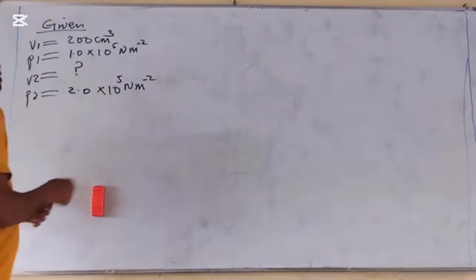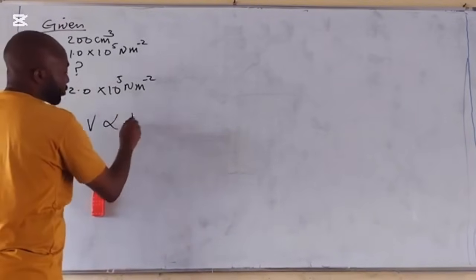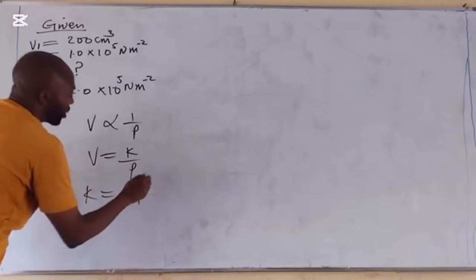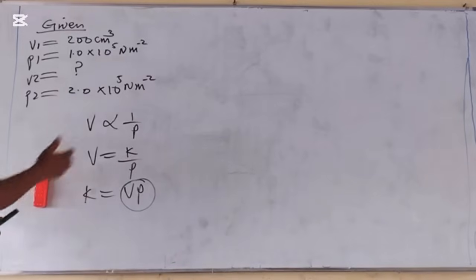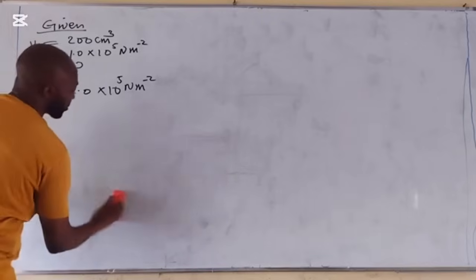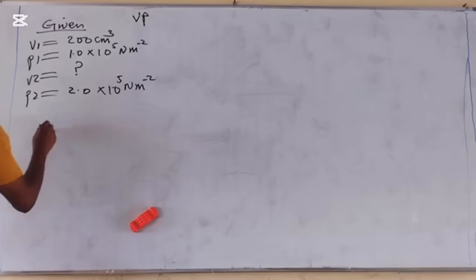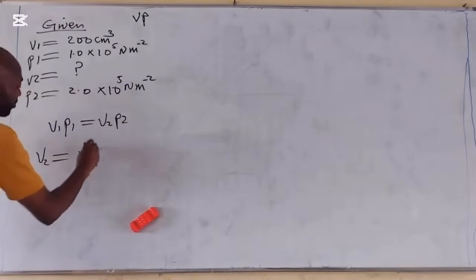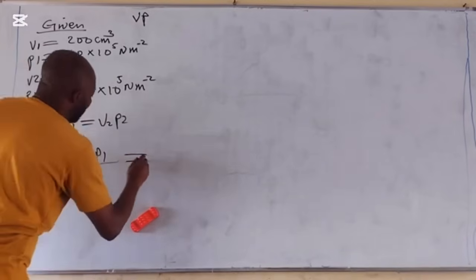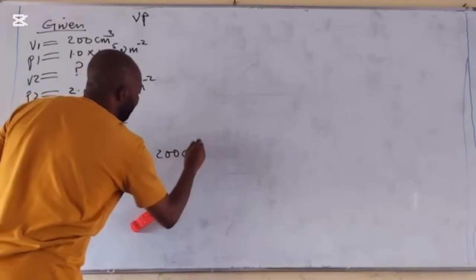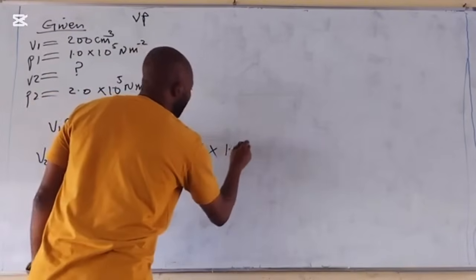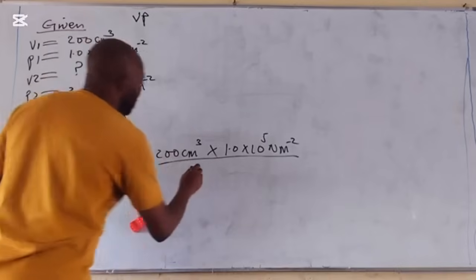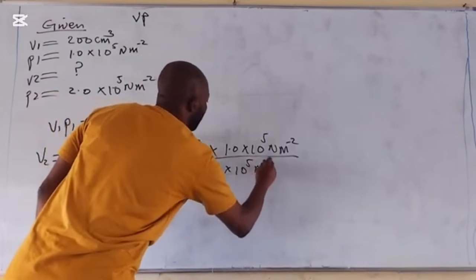Remember, according to Boyle's law, the volume of a given mass of gas is inversely proportional to its pressure, where we say volume is equal to K over P, making K the subject, we have VP. Where we say that V1P1 is equal to V2P2. Don't forget that. That is what we're going to use to solve. So let me just put it here so we can always reflect. Now, V1P1 is equal to V2P2. We are looking for V2. So V2 is equal to V1P1 all over P2. And this is equal to the volume V1, which is 200 cm cubed, times the pressure, 1.0 times 10 raised to the power 5 Newton per meter squared, all over P2, which is 2.0 times 10 raised to the power 5 Newton per meter squared.